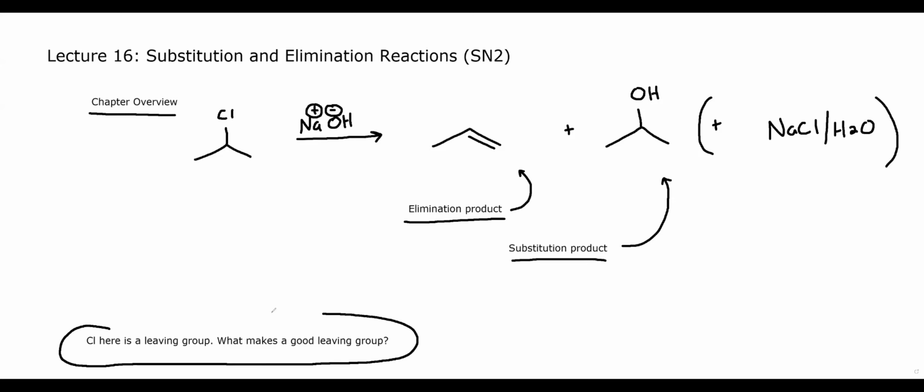Let's talk about leaving groups. We see that for both of these reactions, elimination and substitution, we have this chlorine here, which is leaving. The chlorine is going to leave for both of these processes, through elimination and through substitution. So we need to ask the question, what makes chlorine or any atom a good leaving group? Let's talk about leaving groups first.